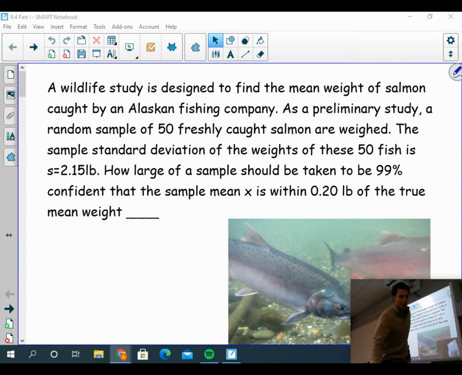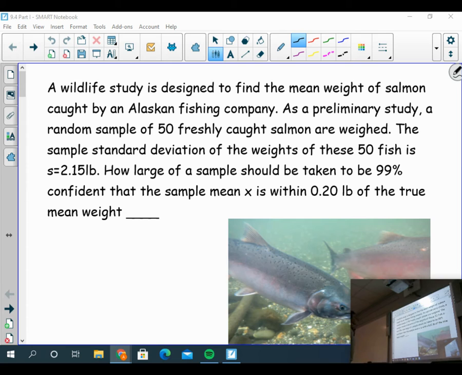This is going to be our 9.4 instructional video. And today we're going to start off with an example. A wildlife study is designed to find the mean weight of salmon caught by an Alaskan fishing company. As a preliminary study, a random sample of 50 freshly caught salmon are weighed. The sample standard deviation of the weights of these 50 fish is 2.15 pounds.